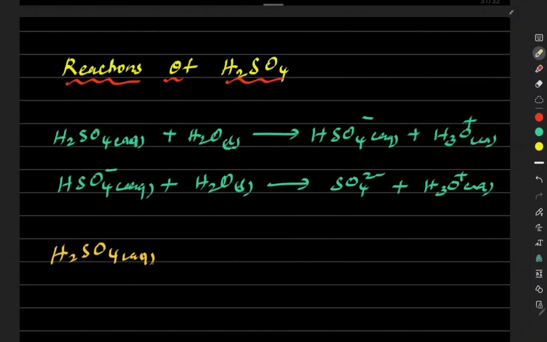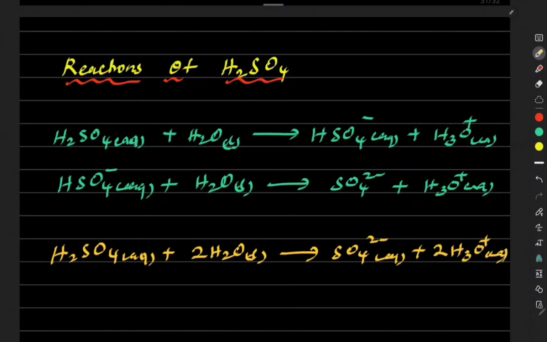The overall reaction, you can write here: H2SO4 plus 2H2O liquid form sulfate ion plus 2H3O plus.